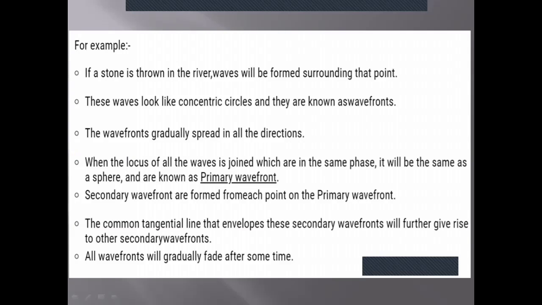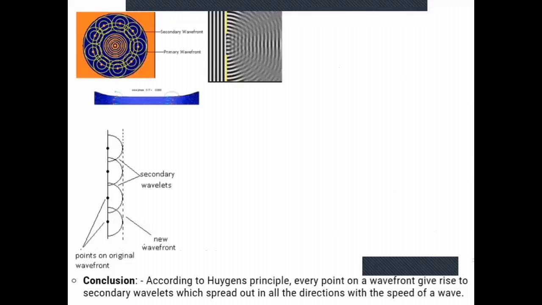Secondary wavefronts are formed from each point of the primary wavefront. This is the point you should understand for Huygens principle. The common tangential line that envelops these secondary wavefronts will further give rise to the secondary wavefronts. So all wavefronts will gradually fade after some time. Fade after some time means the strength of the waves will reduce and it will fade. That's what we understand.